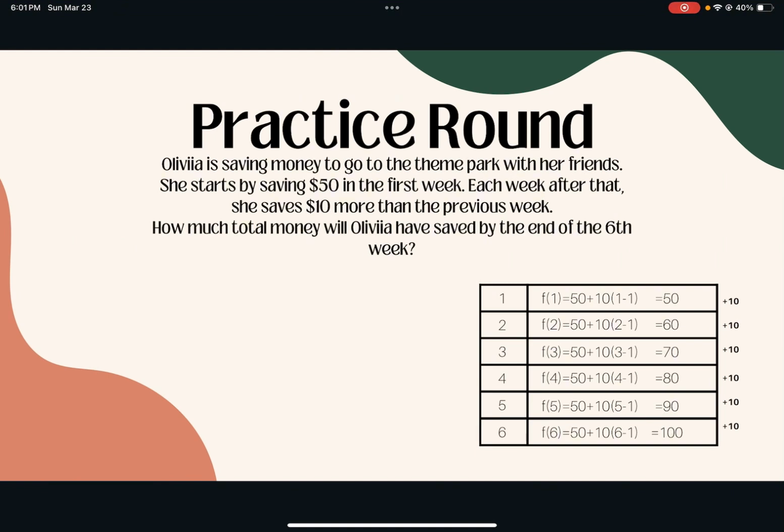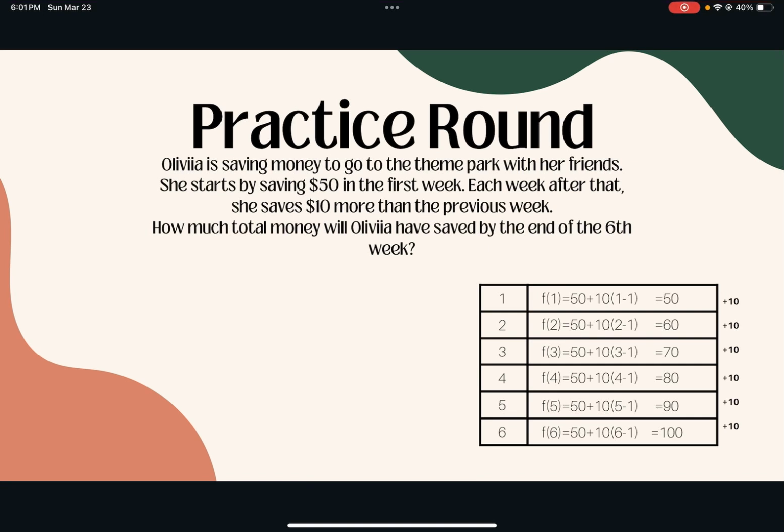Okay, now we have a practice round. Olivia is saving money to go to the theme park with her friends. She starts by saving $50 in the first week. Each week after that, she saves $10 more than the previous week. How much total money will Olivia have saved by the end of the 6th week?